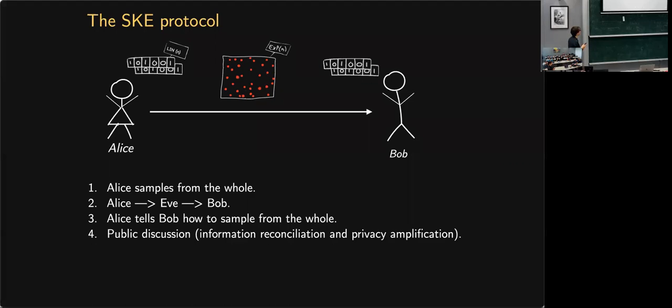Then they do some public discussion where they do information reconciliation, which is a process that will correct errors so that they end up with perfect soundness. They end up with the same string. And they do private simplification so that they again take a key about which E might have some information, and that is very long, and make it shorter, but a key about which E has absolutely no information.